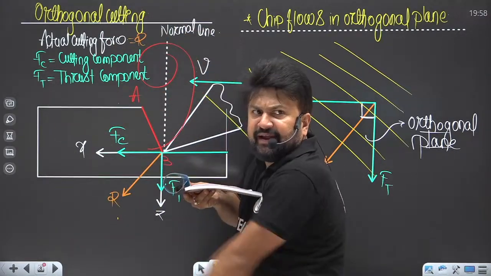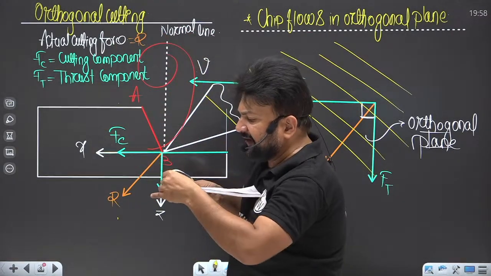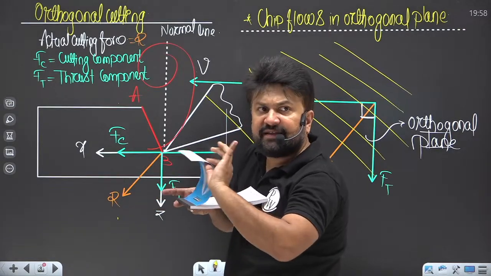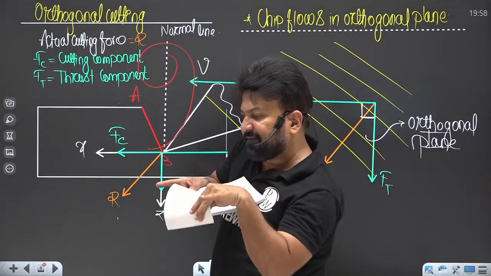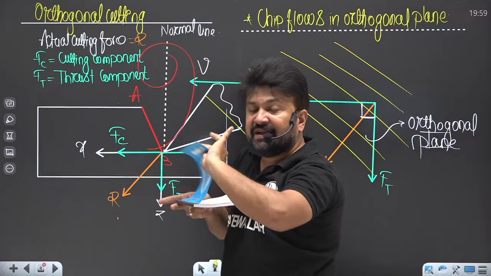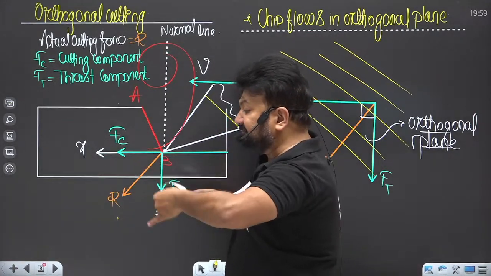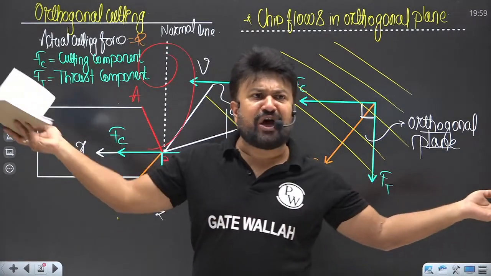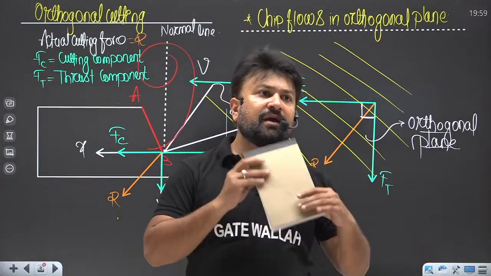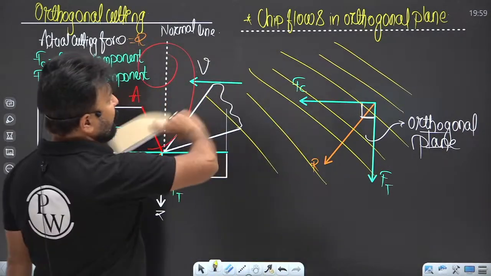So this is a plane now. In this plane, the chip is what? Bending. The chip is not coming out like this. The chip is flowing in which plane? The orthogonal plane. Yes or no? Okay. So that is the meaning, that the chip is flowing in the orthogonal plane.